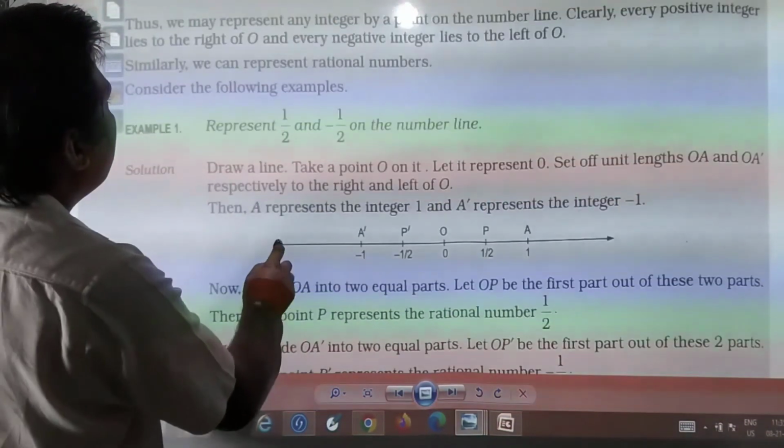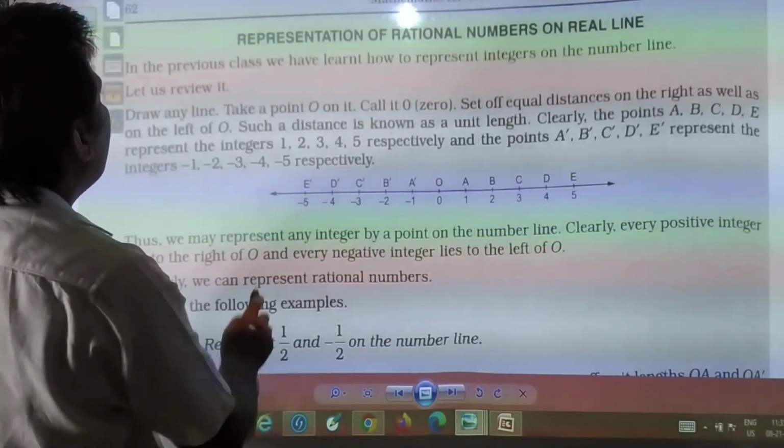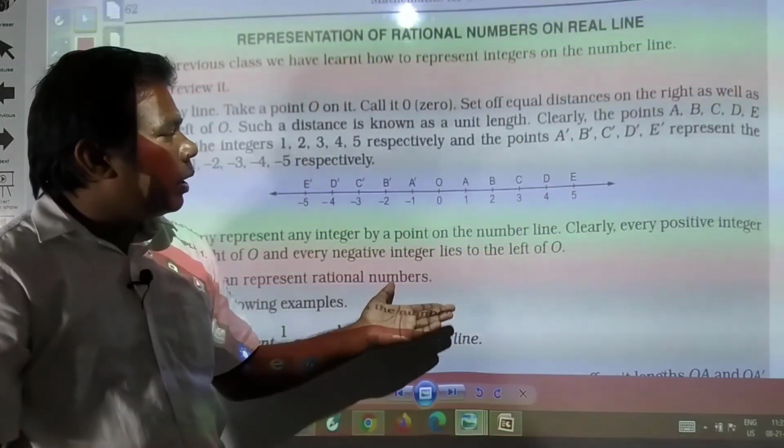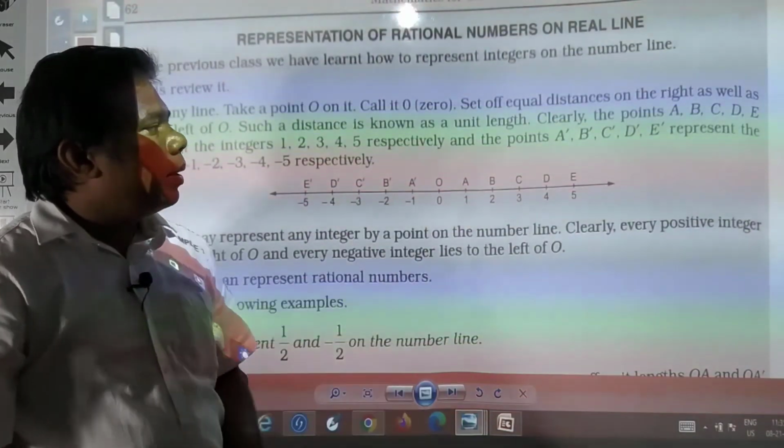Next day we will see representation of rational numbers on the real line. Just go through it and be ready, so that you will be able to understand easily.